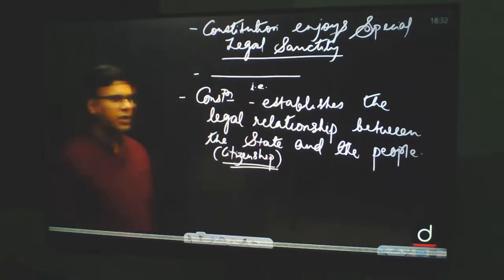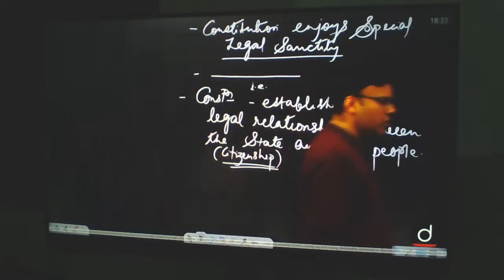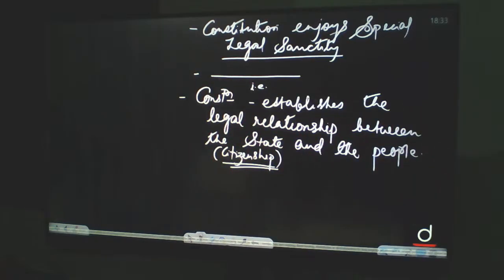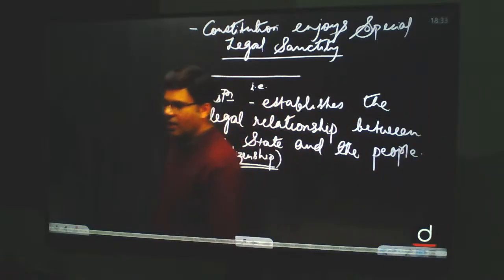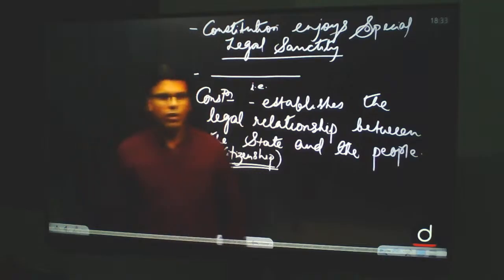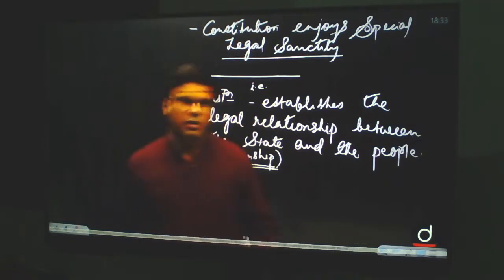That is why if you look at part 2 of the Indian Constitution, it talks about the concept of citizenship, and it tells you the different ways and means through which you can acquire citizenship in India, or you can lose it if you already have citizenship in India.